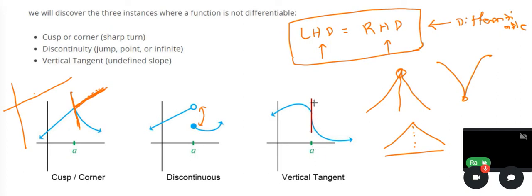And this one also has a vertical tangent. A vertical tangent is actually undefined. If you have a tangent like this, the slope of this tangent, as you might have studied in your Algebra 1 or Algebra 2 classes, the slope of a vertical line is undefined, right? Since the slope of the vertical line is undefined, we cannot say that it is differentiable at this point E.